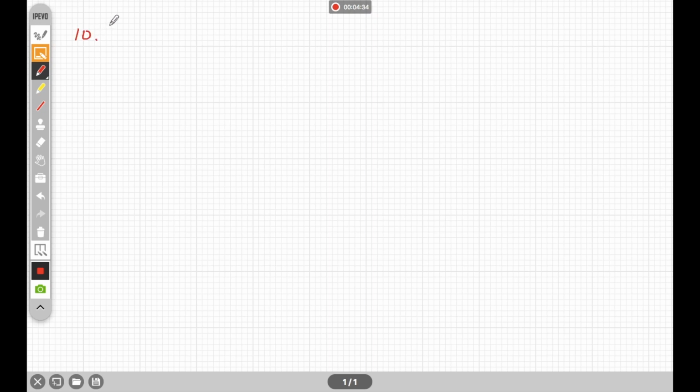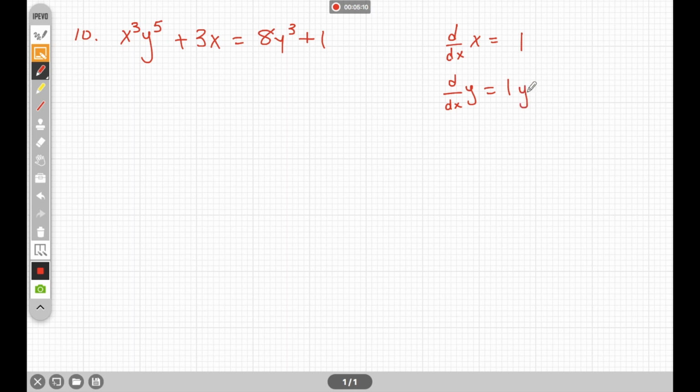The next one, we are going to do implicit differentiation here. X cubed times y to the 5th plus 3x is equal to 8y cubed plus 1. So whenever we're taking the derivative, we are taking the derivative in terms of one variable, which is usually x. It's not y. So if I have 2 variables, x and y, and I'm taking the derivative in terms of x, well, the derivative of just x is 1, but the derivative of just y is going to be 1 with a chain rule, y prime. Why? Because y here is a function of x. So this is not just a variable, this is a function, and so in that case, we're going to have to do a chain rule. So watch out for that. That's the concept of implicit differentiation.